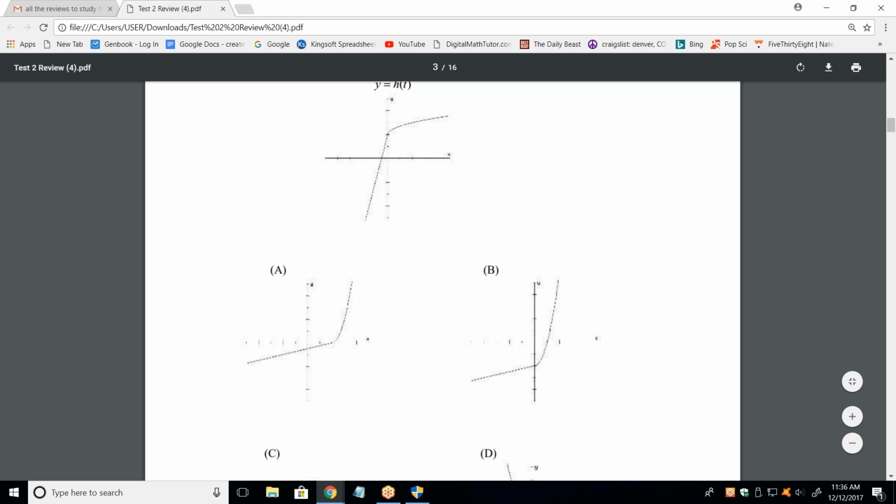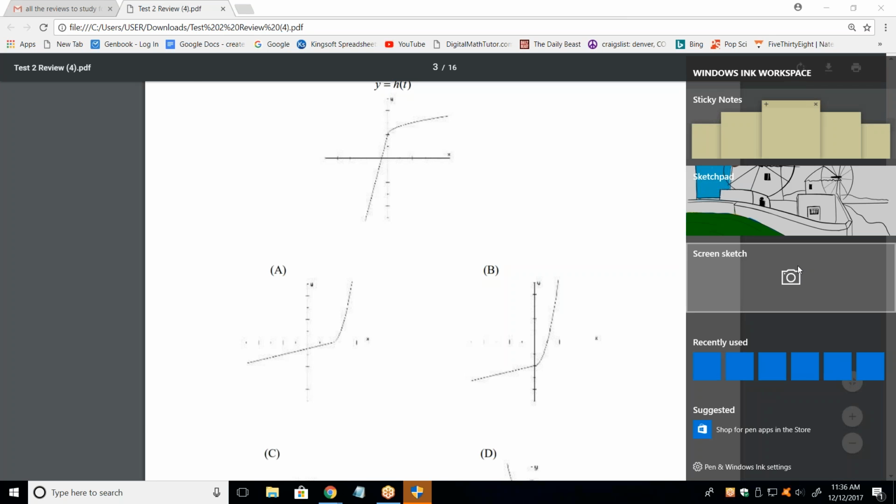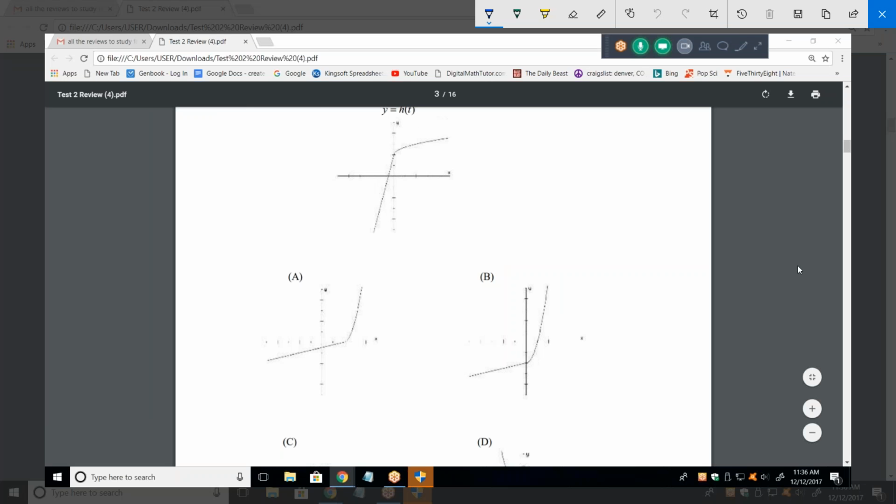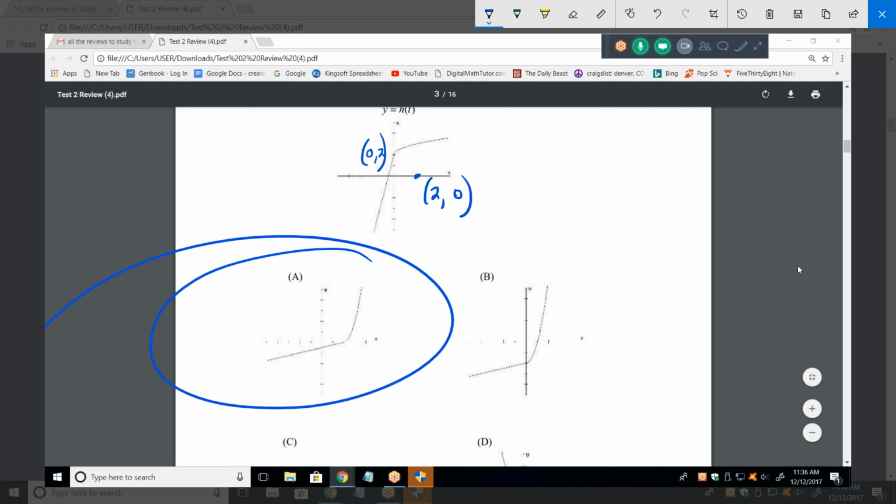Okay, what do we know about that point right here? Let's do this. Let's learn everything. This point right there is 0, 2. So where's its inverse going to be? 2, 0. Right here. Which graph is that, A or B? A. That's all we had to do was pick a point.